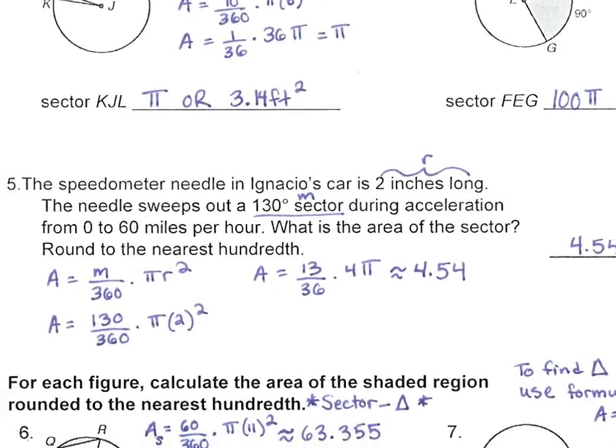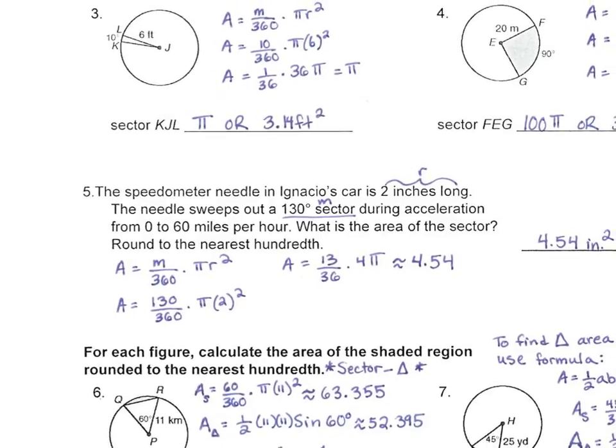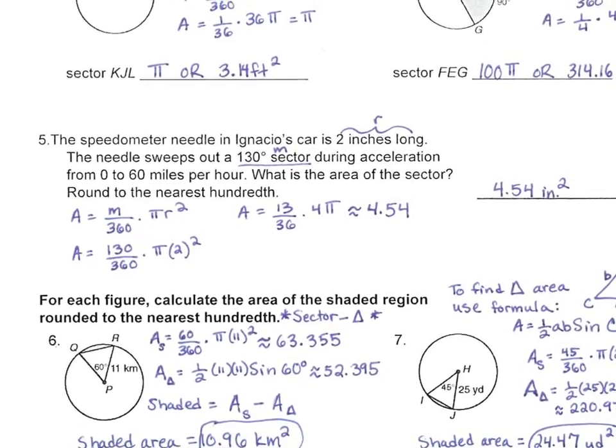Let's go to the next section of problems. Got a word problem here. Don't let that scare you. We have a speedometer needle in Ignacio's car is 2 inches long, notice. As I'm reading through this, it would make sense for that 2 inches to represent my radius, so I made a little note of that.